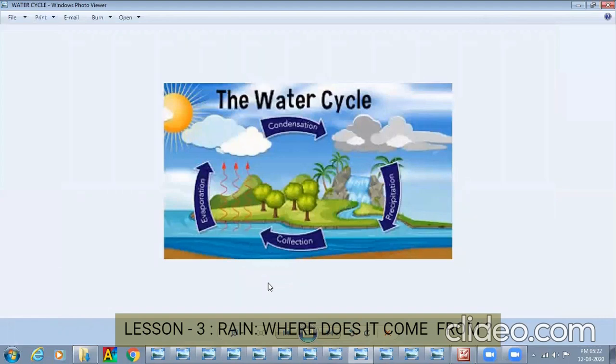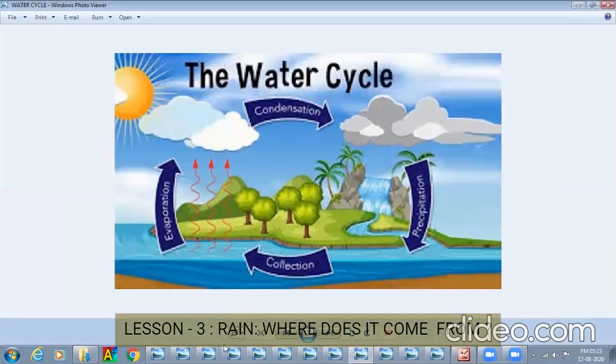To understand this, here we have different sources of water. So what is this picture, children? This is nothing but the water cycle. The water from rivers, lakes and ponds evaporates due to the heat of the sun. The water changes into water vapor and it settles in the form of clouds.